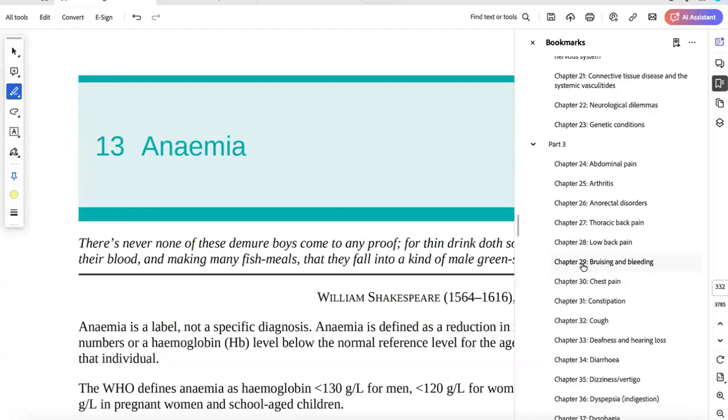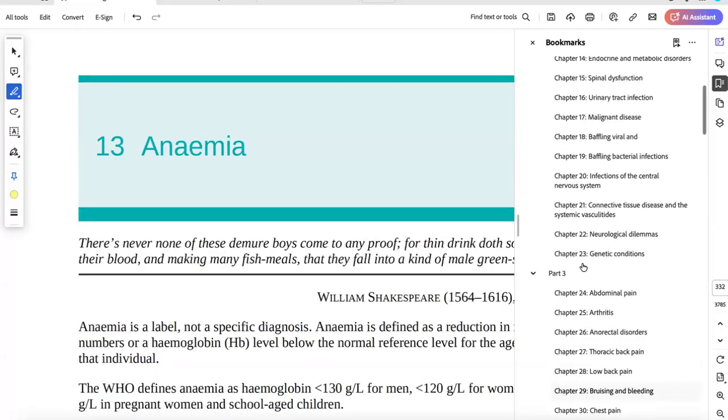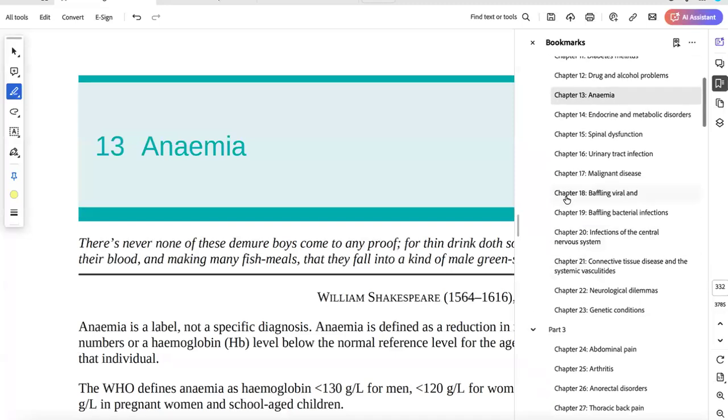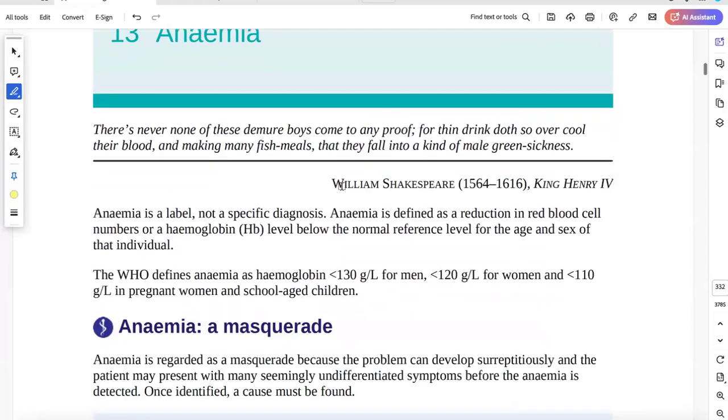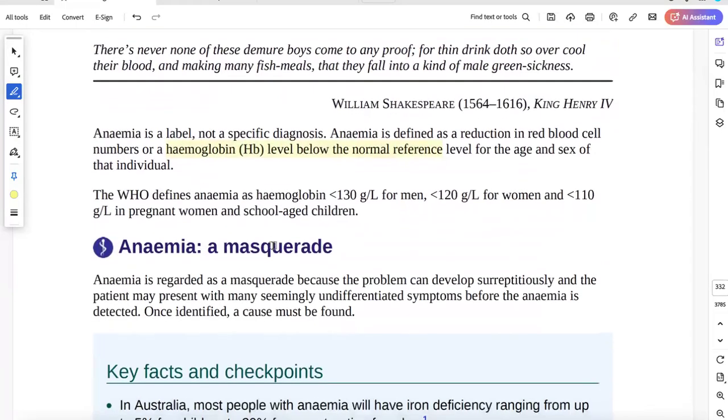It doesn't have a lot of discussion about leukemia, lymphoma. There is a bit of discussion in malignant conditions, so in chapter 17, we will discuss that from there. All right, so let's start with anemia. All of you know what anemia is, right? Anemia means a reduction of red blood cell number or hemoglobin level below the normal reference level. So basically anemia means low hemoglobin.